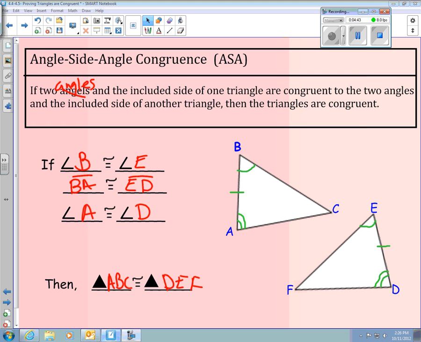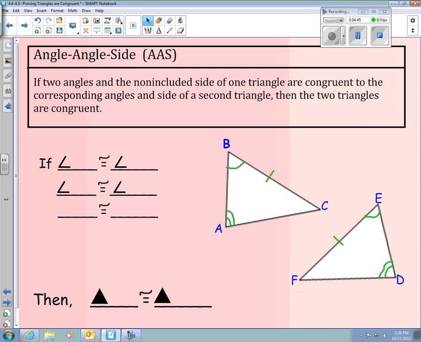All right, so let's move on to the next one. Angle, angle, side, and this is our last one that we're going to talk about. If two angles and the non-included side of one triangle are congruent to the corresponding angles and side of a second triangle, then the two triangles are congruent. So now, this time, instead of it being the angle, the side, and then the other angle, it's the non-included side. So it's angle, angle, and then a side next to it.